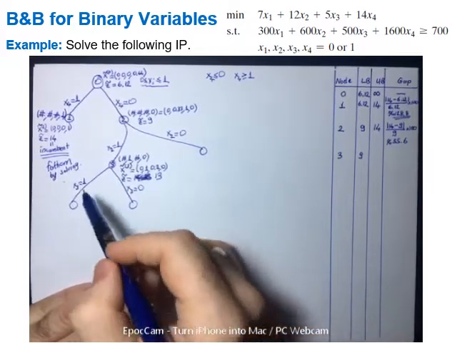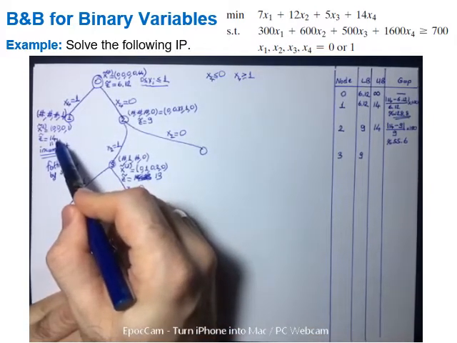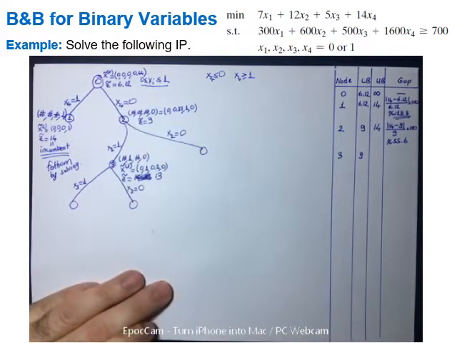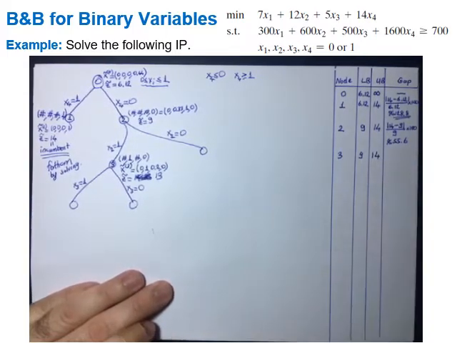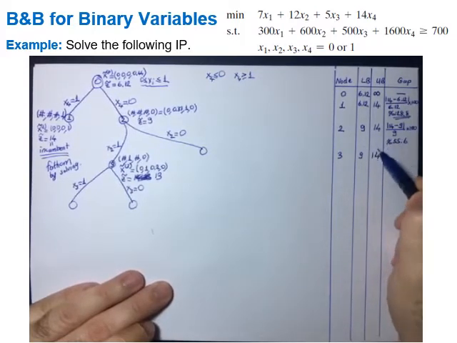And then after finding this incumbent solution, 14, integer feasible solution, until now I didn't find any other solution. So my incumbent solution is still 14, which is my upper bound. Okay? So when you compare with the previous one, your lower and upper bounds didn't change.